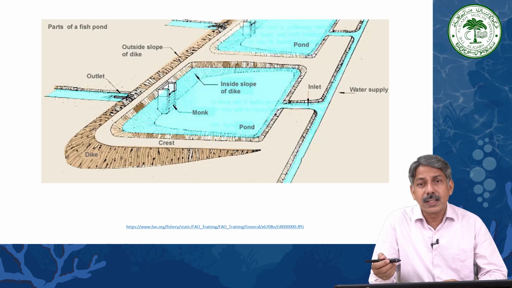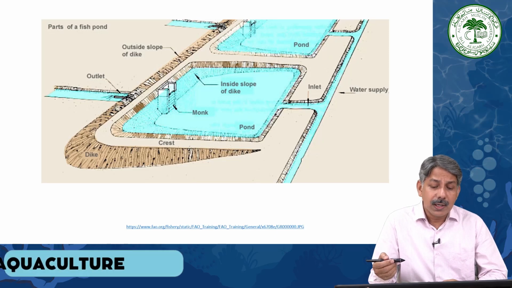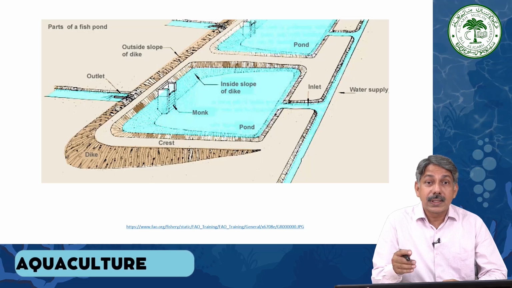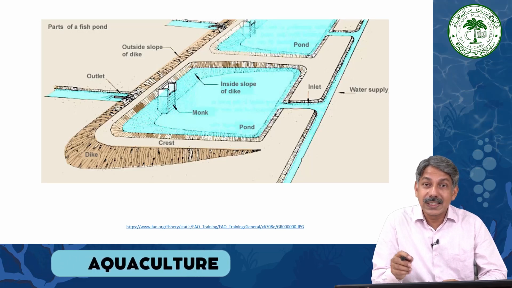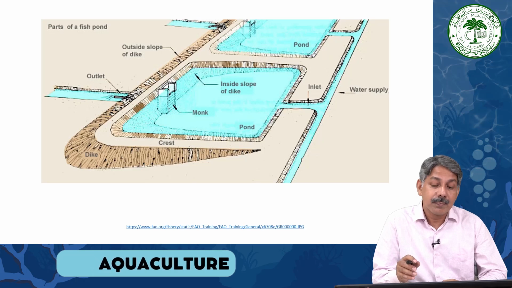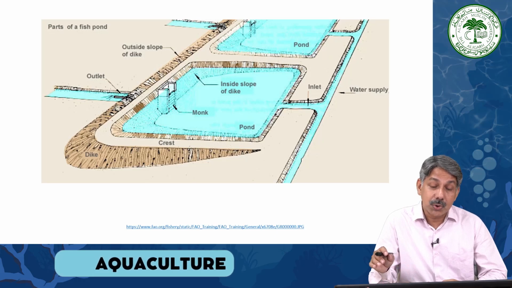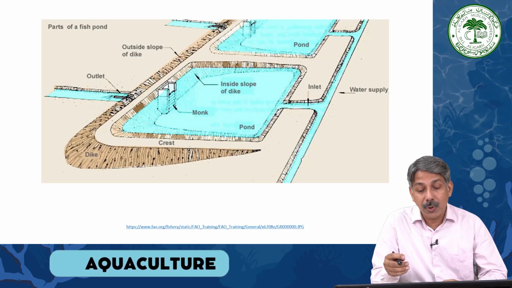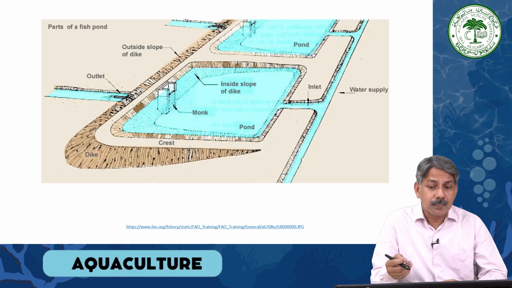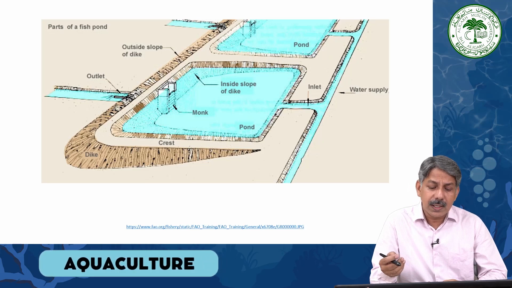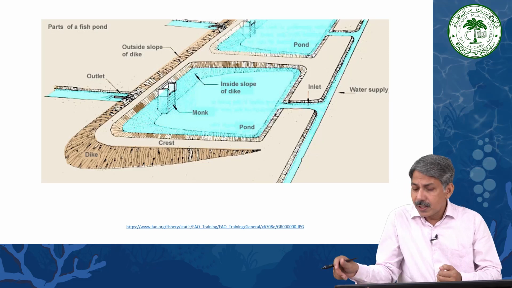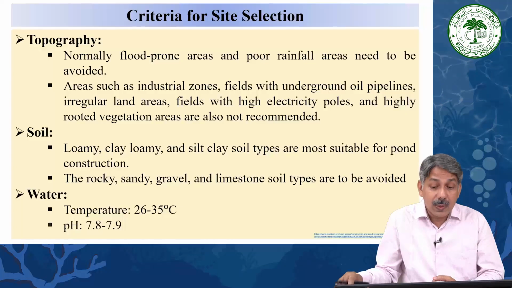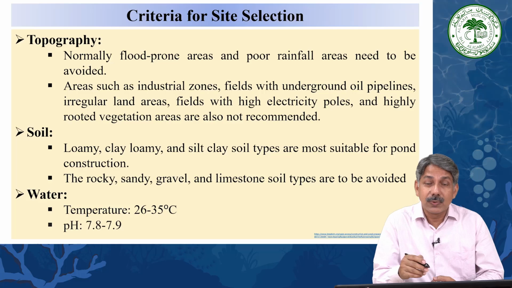You can see this. If you are going to prepare a pond, then you should keep certain things in mind: that you need to have a proper inlet and outlet, you need to have a slope at the bottom of the pond, and there should be proper dike width and the slope required. So all these things you will have to take care of.